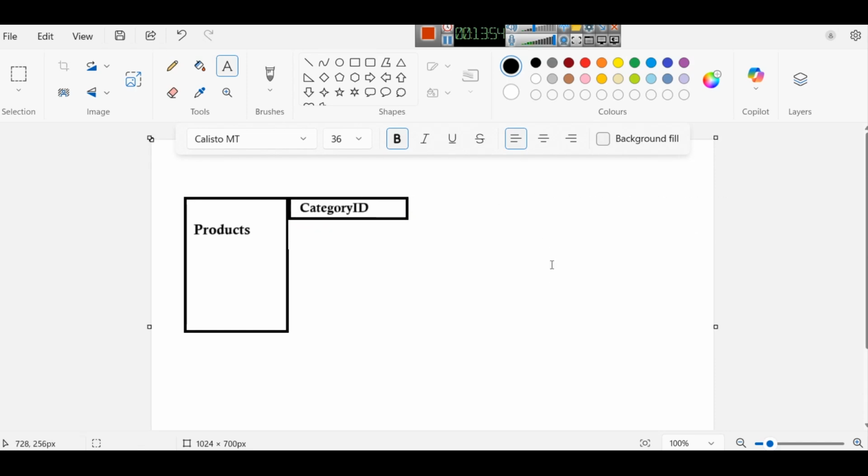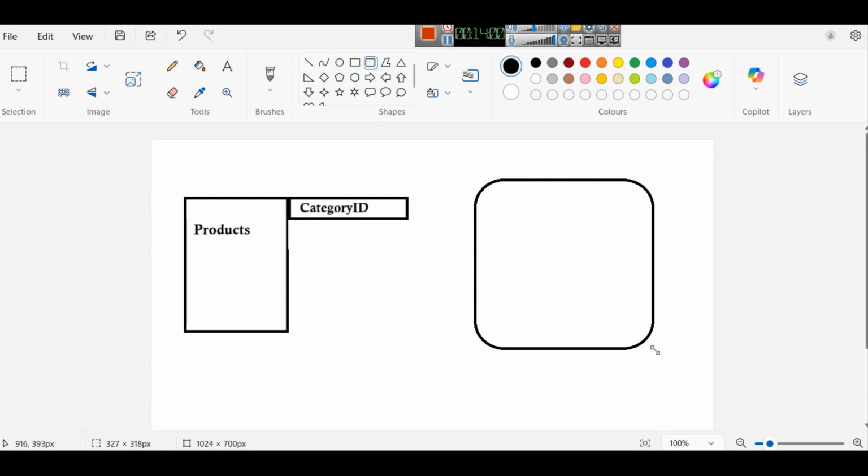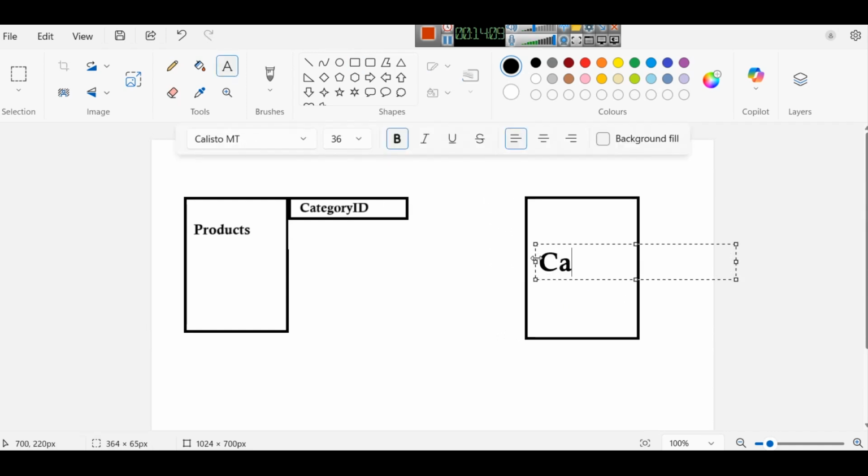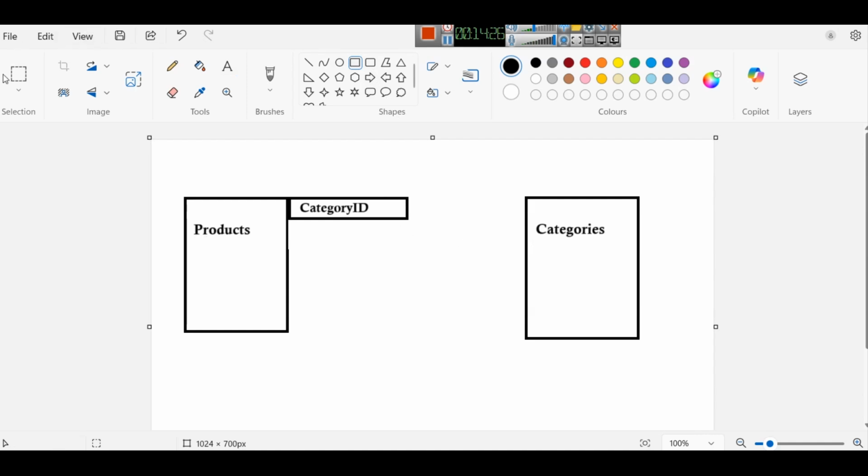Then we have the categories table, another table. I know it is taking slow, but doesn't matter. So here we have category ID. Sorry, this is the categories table where we have different types of columns like category name, category description. In products also, what is common here? Category ID. Okay, let's say these two are common.